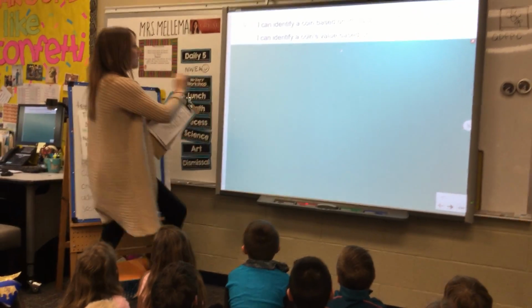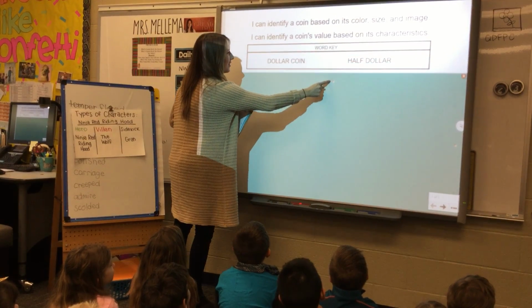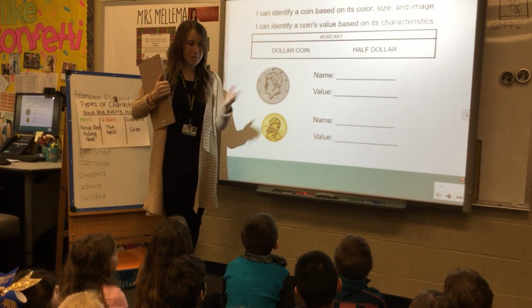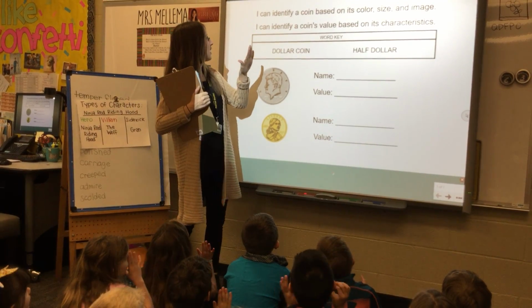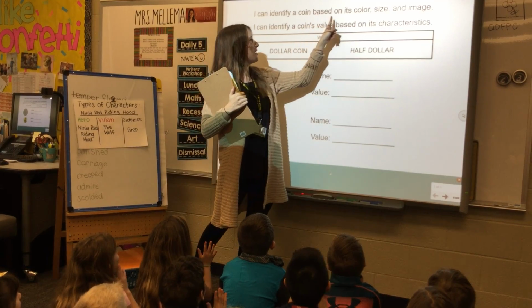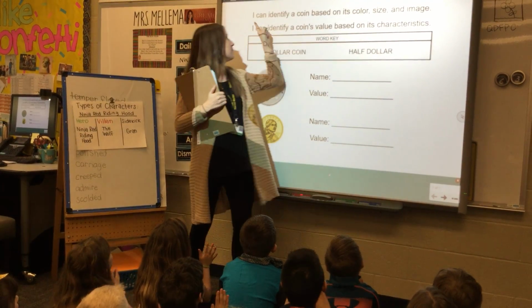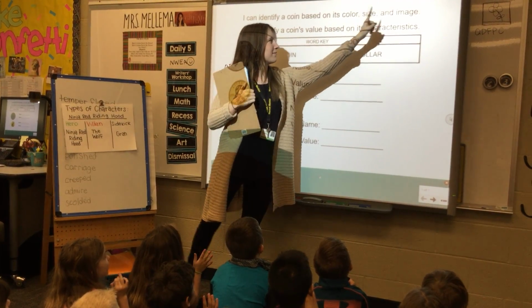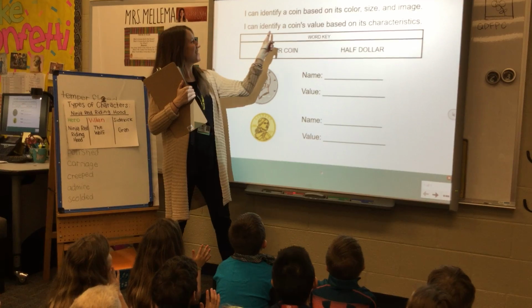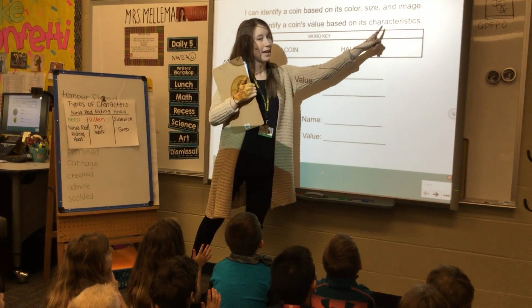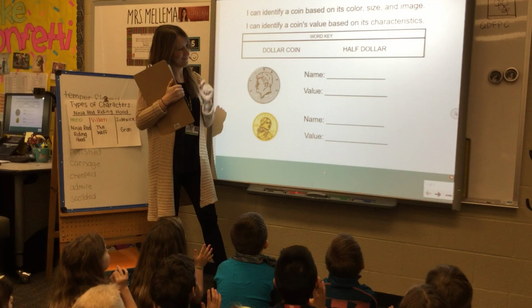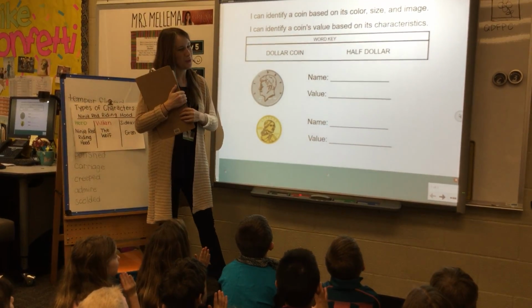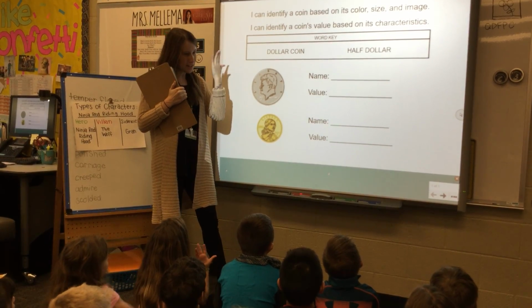As we begin our activity. Woo! All right, so mirror on for me. Mirror on. I can identify a coin based on its color, size, and image. I can identify a coin's value based on its characteristics. Mirror off. Now let's practice that.